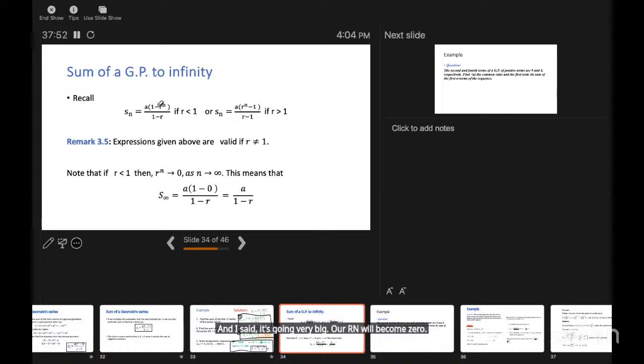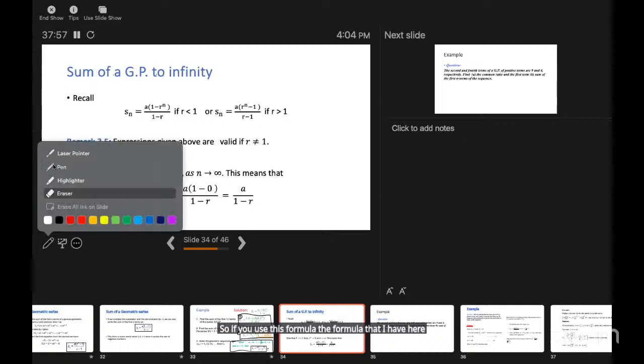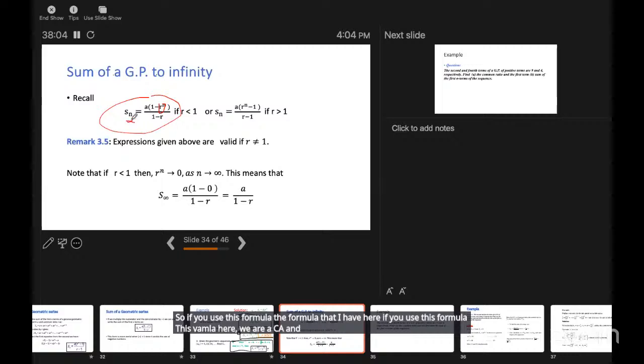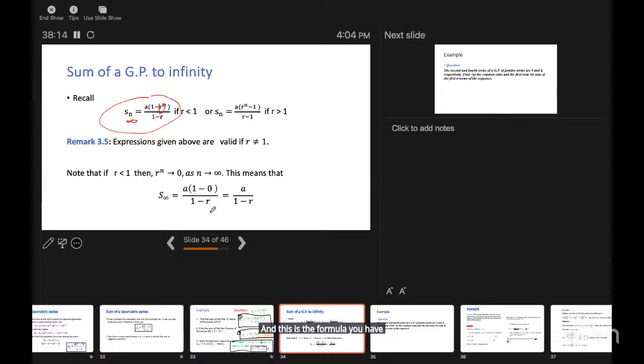So if we use this formula that I have here, where I see n, I put infinity. So that is S infinity. Where I see R^n, as n goes to infinity, R^n becomes 0. I put this, and this is the formula you have. So the sum to infinity is A over 1 minus R. This is the formula you use when you are finding the sum to infinity, because R raised to power n is tending to 0 as n is tending to infinity.